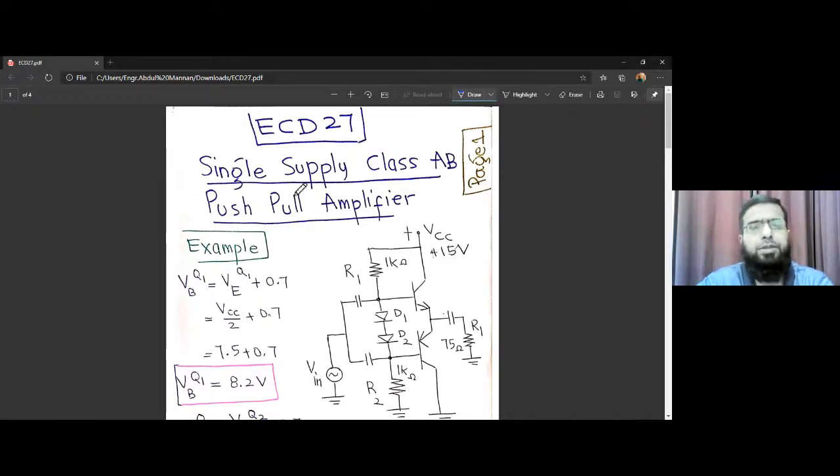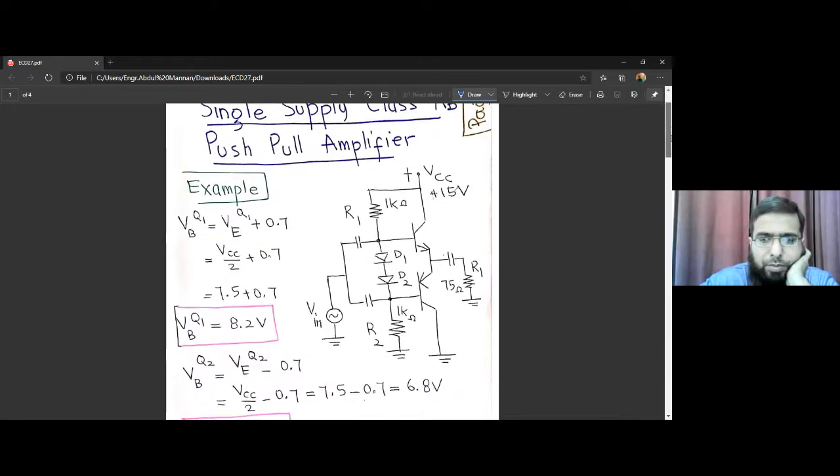Welcome to today's 7th lecture. We'll discuss the single supply class AB push-pull amplifier. In this lecture, we have already studied the theory for this amplifier and the class AB amplifier, and now we will solve a numerical problem for it.